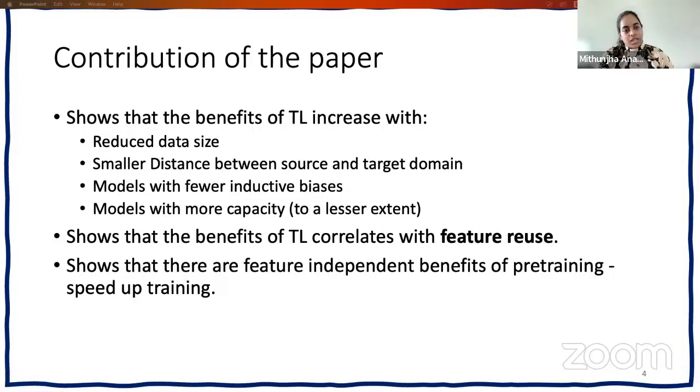The paper also shows that the benefit of transfer learning correlates with feature reuse. It also shows that there are feature-independent benefits of pre-training, like speeding up the training.